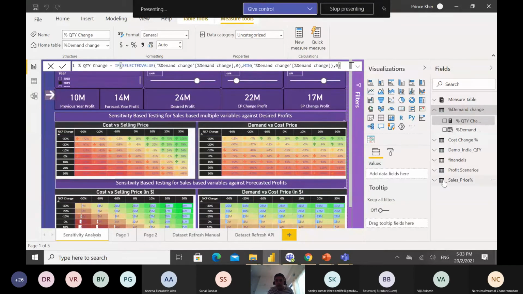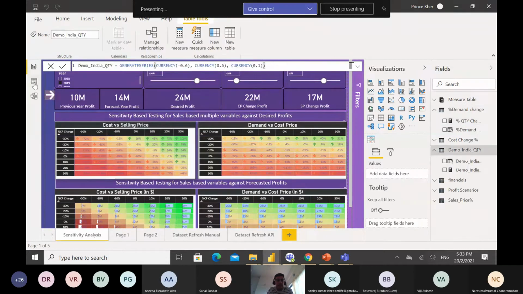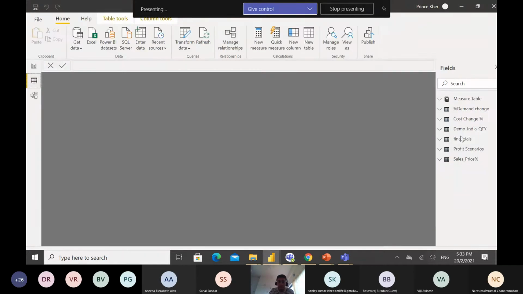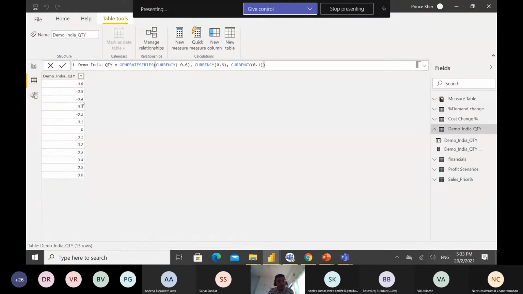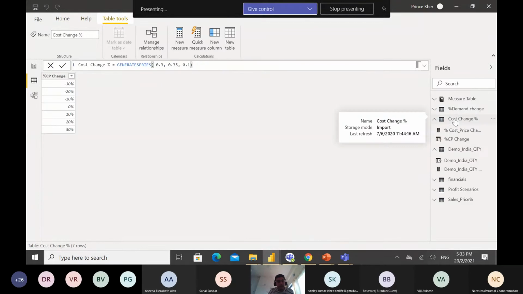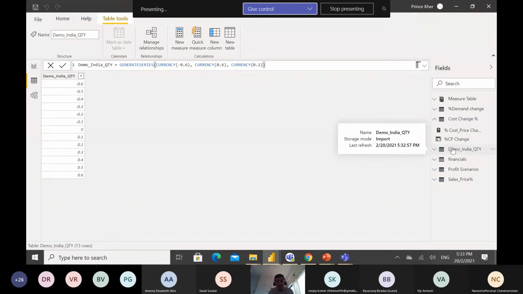Let me show you where the new one is created. Okay. So do you see? You saw these values, correct? If you go to the cost change, you see these percentages. So how can you change this now to a percentage? Okay, so you can make it.